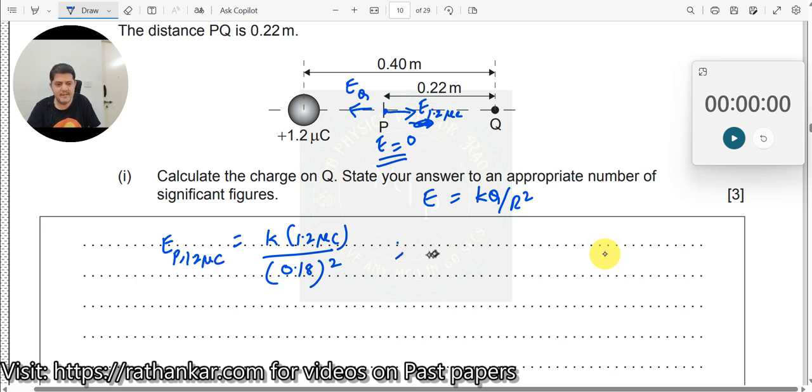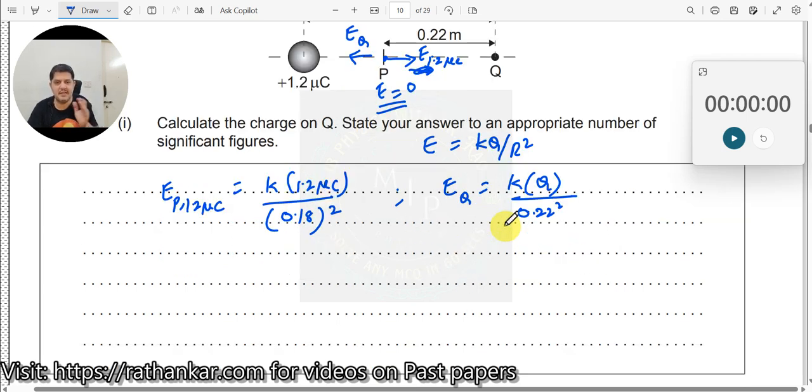Okay. Then similarly, if I take the electric field due to this Q, this should be equal to K into Q divided by, I do not know the value of Q, I need to find it out, what is R here? 0.22 square. Now I need to equate these two because they are equal and opposite. Net electric field is equal to 0. So therefore EP of 1.2 microcoulomb is equal to EQ.